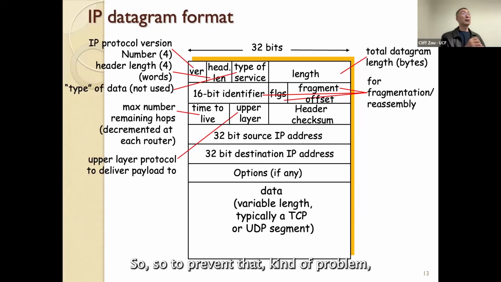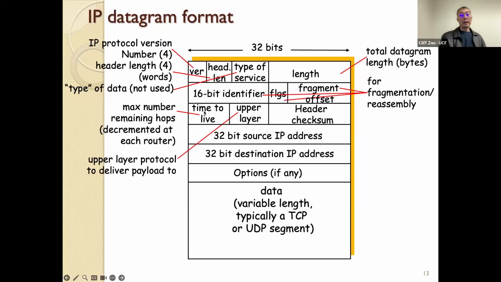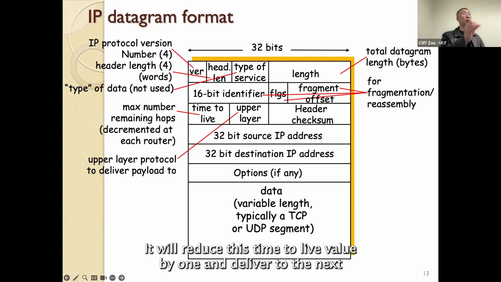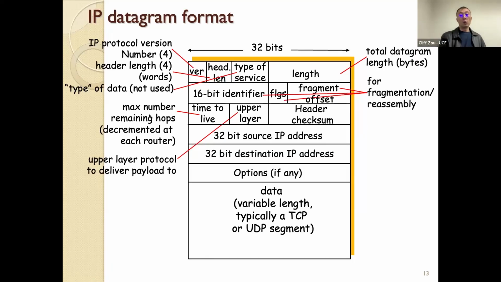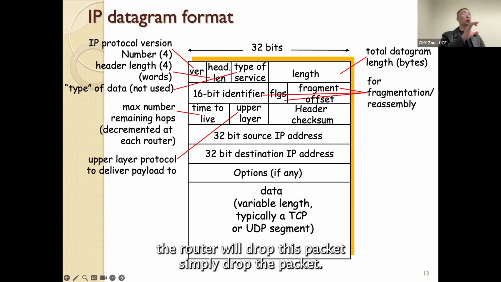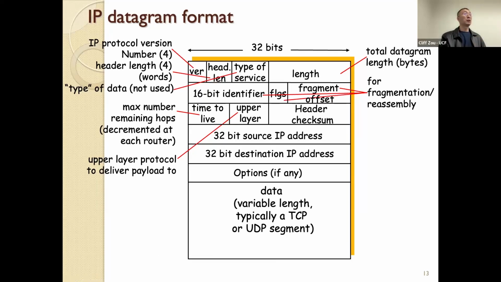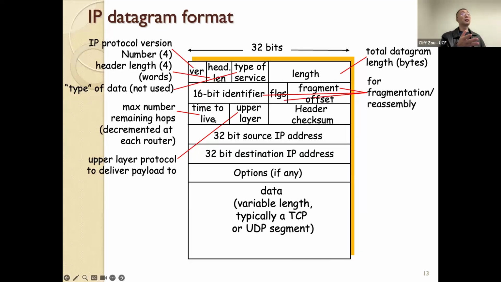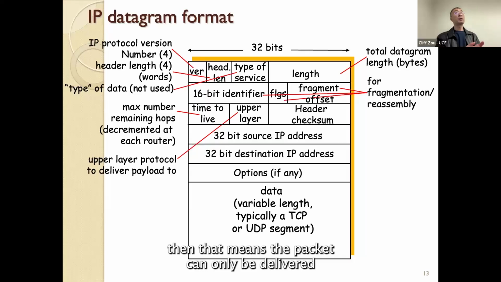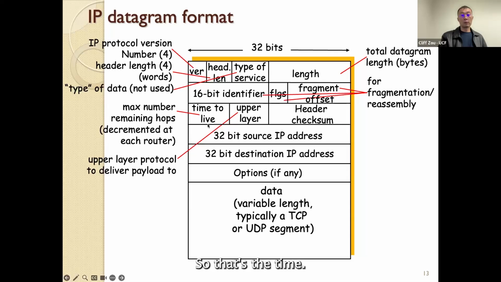To prevent that kind of problem, every router, when it receives an IP packet, will reduce this time to live value by 1, then deliver it to the next router. The next router will also reduce the time to live value by 1. When this value is reduced to 0, the router will simply drop the packet. In this way, if you put a time to live value equal to 16, that means the packet can only be delivered up to 16 hops on the internet, then it will be dropped. So that's the time to live value.